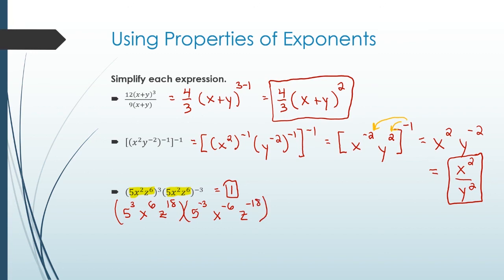And now, when we're multiplying things, you want to combine the like things together and you add the exponents. So on the 5, 3 minus 3 is 0, so that's 5 to the 0. On the x, 6 minus 6 is 0. And on the z, 18 minus 18 is 0. And then all of those are 0 exponents, and that just gives you 1. Sometimes you don't get 1 with that. Most of the time you don't. This is a special case where you get 1 because it turns out that everything basically cancels out.